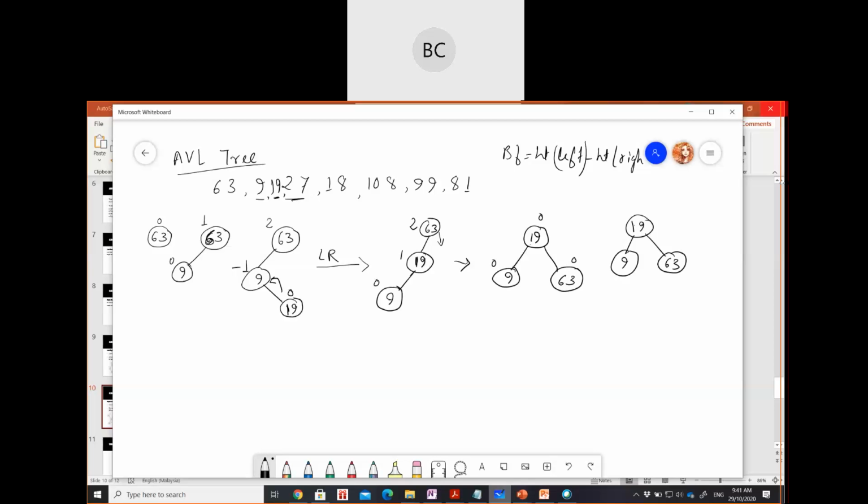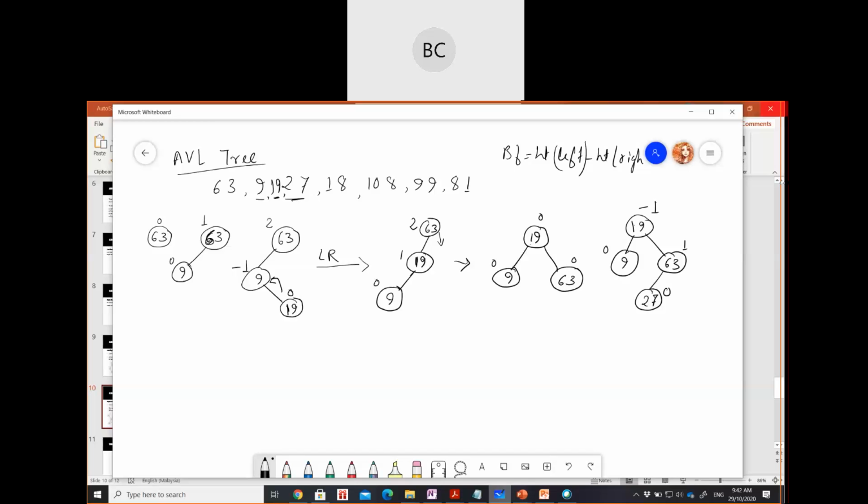9, right? 27. 27 is larger than 19. Left of 63. Correct. So we will add 27 here. So now you see the balance factor here again for the 19. 1 minus 2. So 1. For this one 0. For this one 1. For this one 0. Okay. So this one is balanced. No need to do anything.